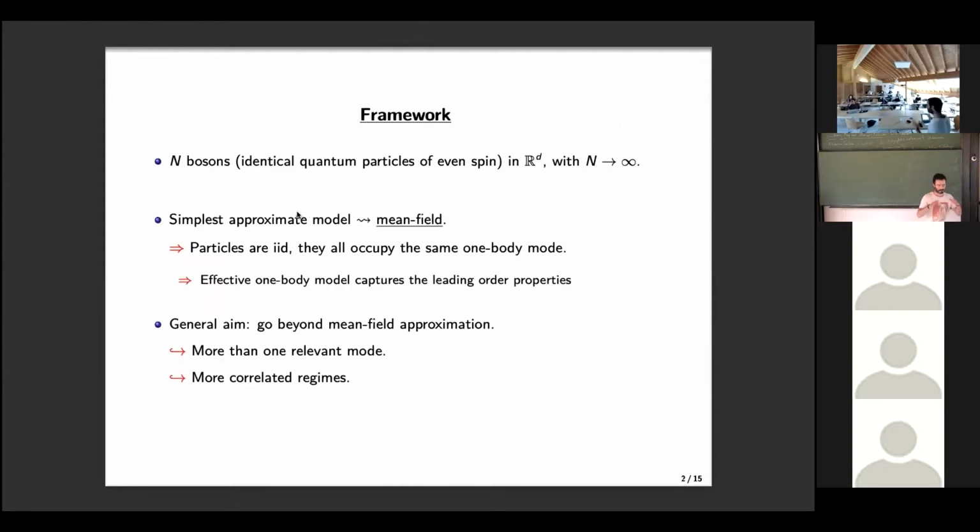The main setting I will discuss is the one of bosonic mean field in the Euclidean space. Most of you should know that the mean field is one of the simplest approximate models with which you can extract information from a system. It boils down in its essence to assuming that particles are independent and identically distributed, and therefore, to the leading order, you can approximate your system with a one-body model. Our aim is to go beyond that, to consider a system in which more than one mode matters to the leading order.